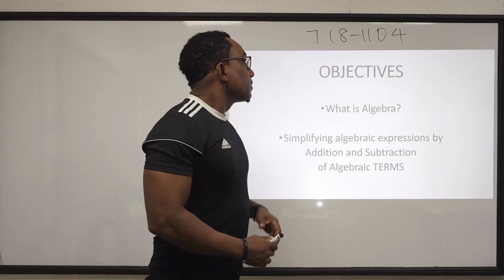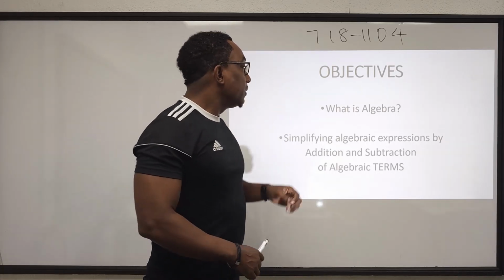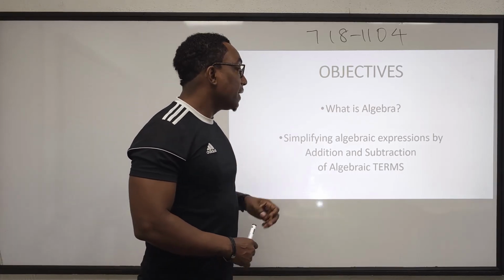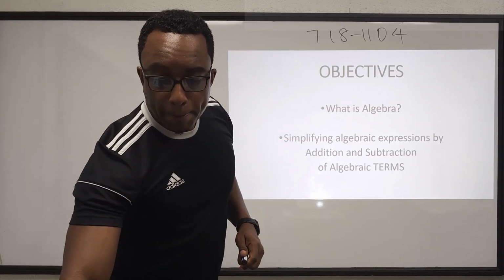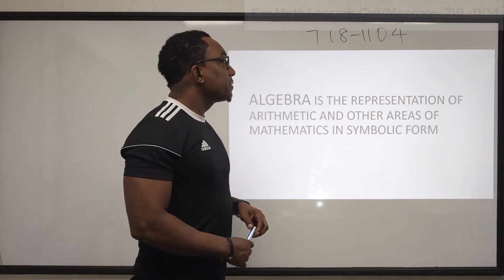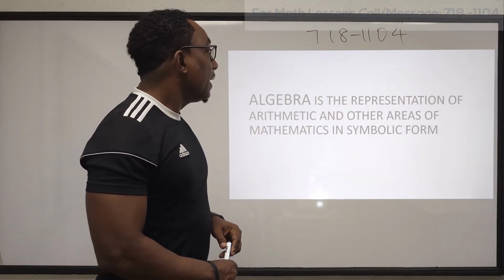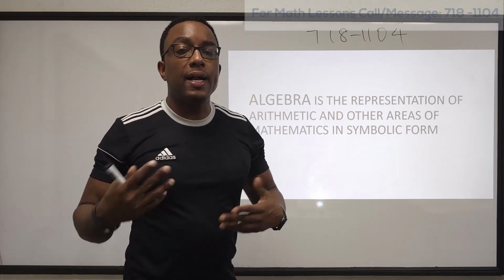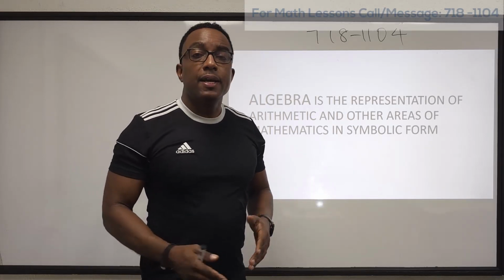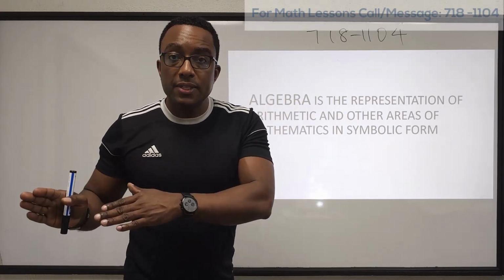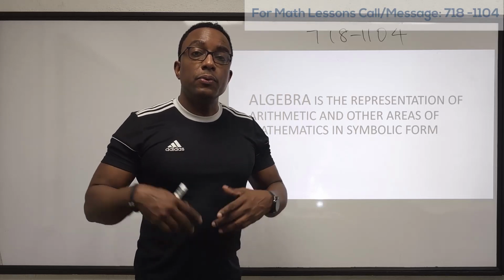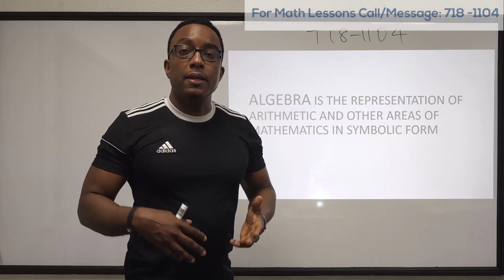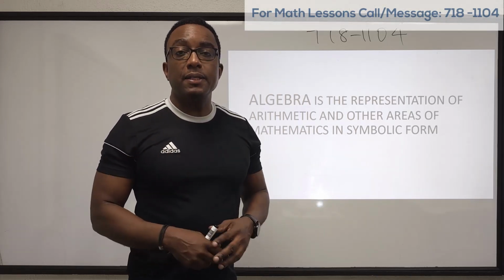So to start off with our objectives, what is algebra? And of course, simplifying algebraic expressions by addition and subtraction of algebraic terms. So what is algebra? Algebra is the representation of arithmetic and other areas of mathematics in symbolic form. So symbolic form, we know with algebra, we normally use letters of the alphabet, letters from A all the way down to Z. So we use letters of the alphabet or we use other symbols.